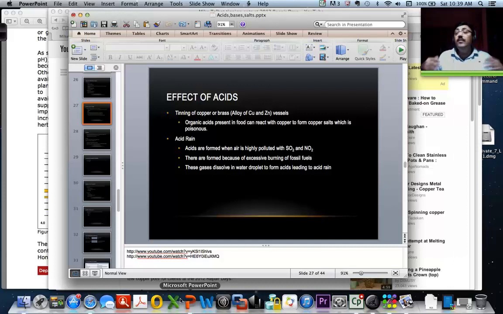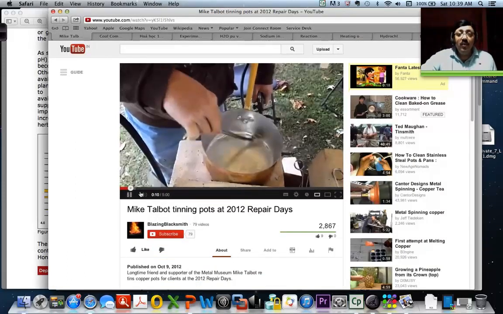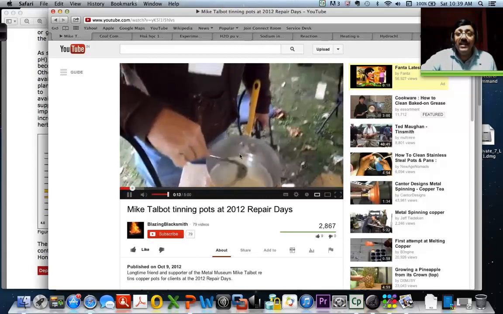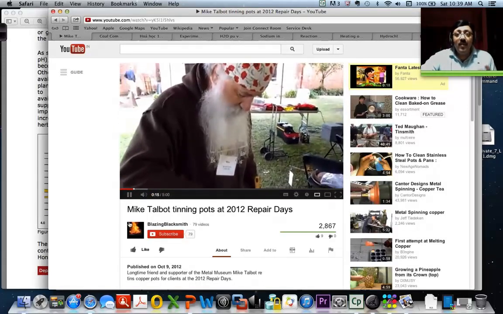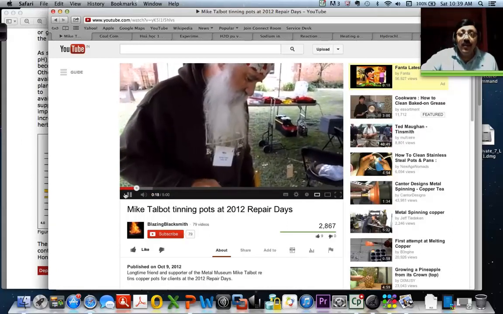So when people do tinning, now I want to show you how the tinning is done, right? How it looks like. So this is the process of tinning, right? You can see what is happening is that the copper vessel is heated to very high temperature, and this gentleman is applying.